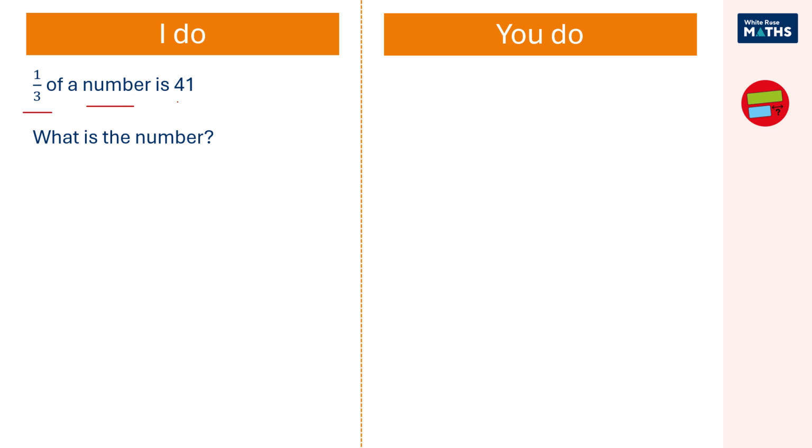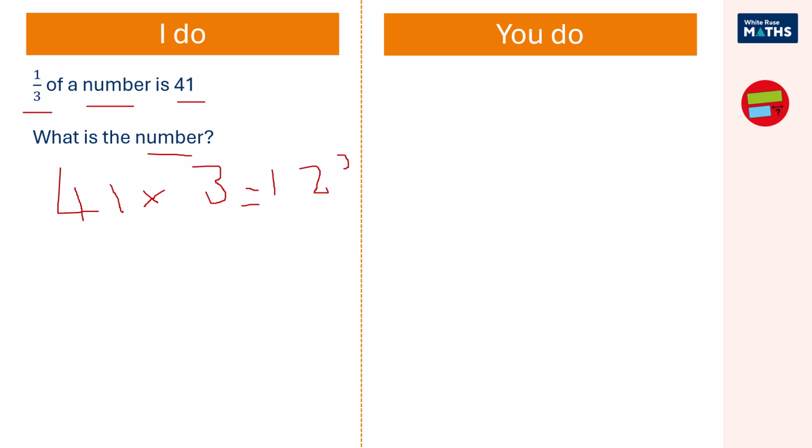1/3 of a number is 41. What is the number? Again, I'm going to do 41 divided by 1 and then times it by 3. So 41, sorry guys about my handwriting, my pen has been a bit funny. So 41 times 3. Well, 40 times 3 is going to be 120. 1 times 3 is 3. 120 plus 3 is going to be 123.